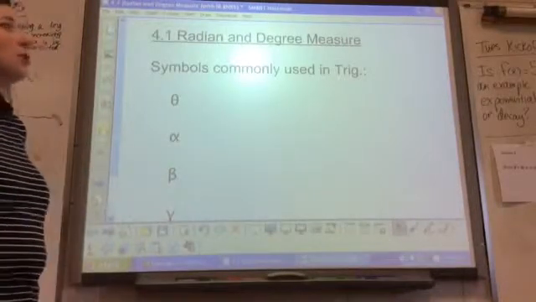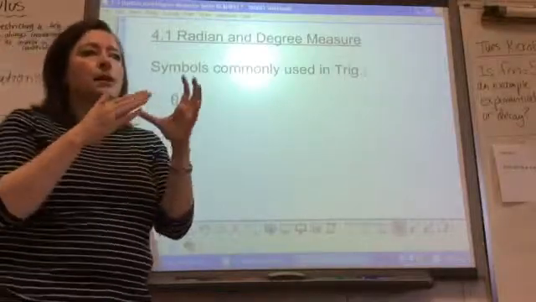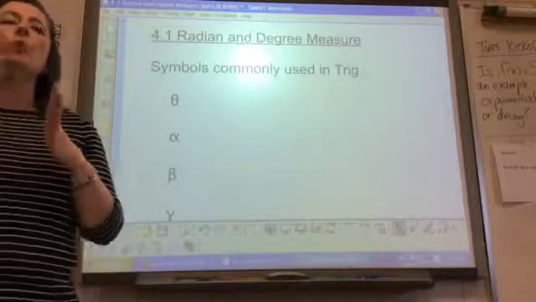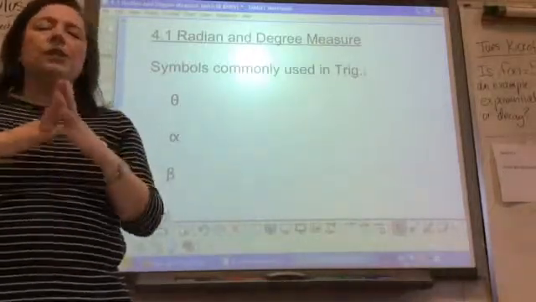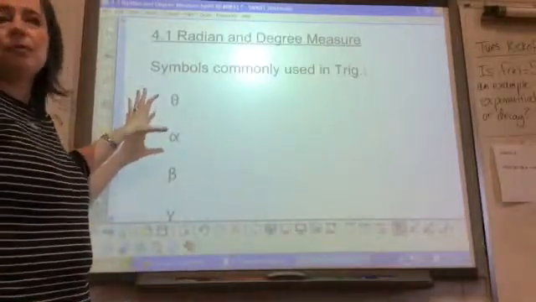All right. So we're starting piece by piece. We're going to add on a little bit of the beginning to trig. First thing we need to talk about though, we're going to be measuring angles. And in trig, they talk about angles by using Greek symbols.